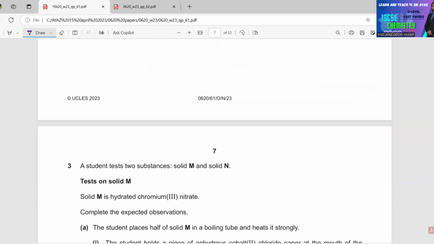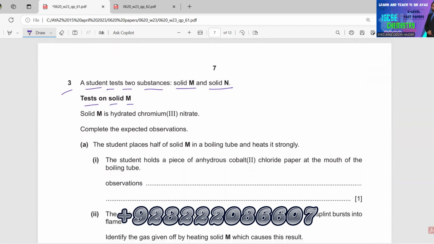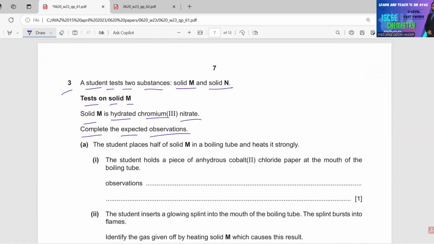Moving to next question, number 3. A student tests two substances, solid M and solid N. Test on solid M. Solid M is hydrated chromium 3 nitrate. Complete the expected observations. A. The student places half of solid M in a boiling tube and heats it strongly. 1. The student holds a piece of anhydrous cobalt 2 chloride paper at the mouth of the boiling tube.